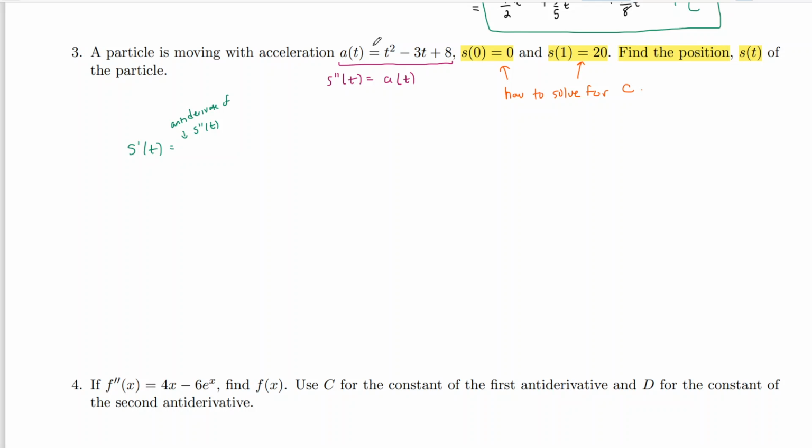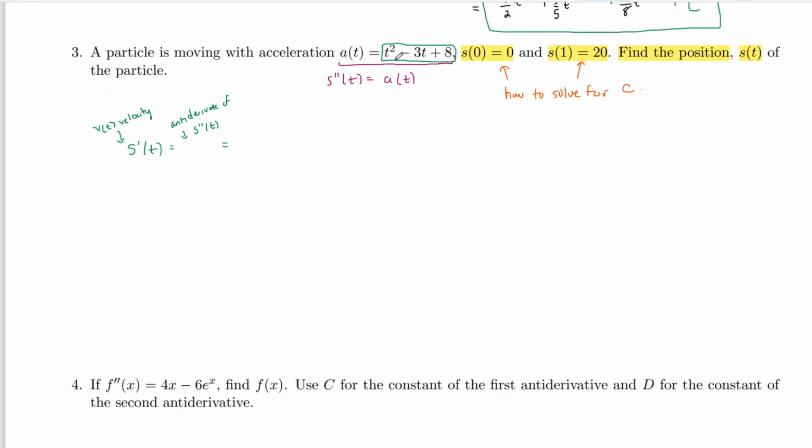And this is s prime prime of t right here. So what do we want to do? Well, we want to go ahead and do the antiderivative of this. When we do the antiderivative of this, it's going to give us s prime of t. This is also v of t, which is the velocity. But for the purposes of this problem, we just want to use s prime of t because we're wanting to reference getting back to s of t.